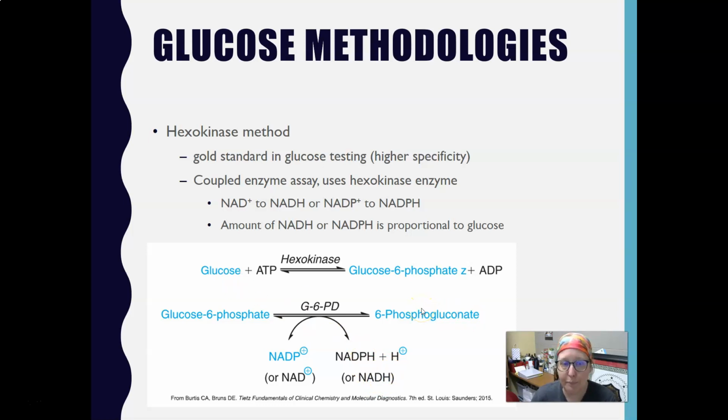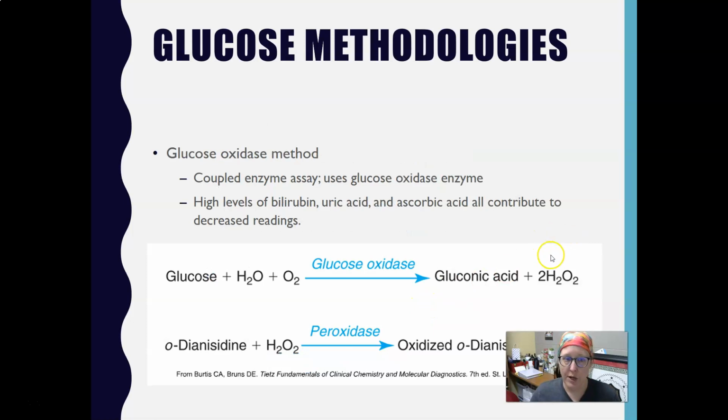Then there's the glucose oxidase method, and this is another coupled enzyme assay, and it uses a glucose oxidase enzyme. That's where the name comes from. It is subject to interference by high levels of bilirubin, uric acid, and ascorbic acid, which is vitamin C, and they would all cause falsely decreased readings. This glucose method is also cheaper, which is usually why it's used more, but the reference method is glucose hexokinase.